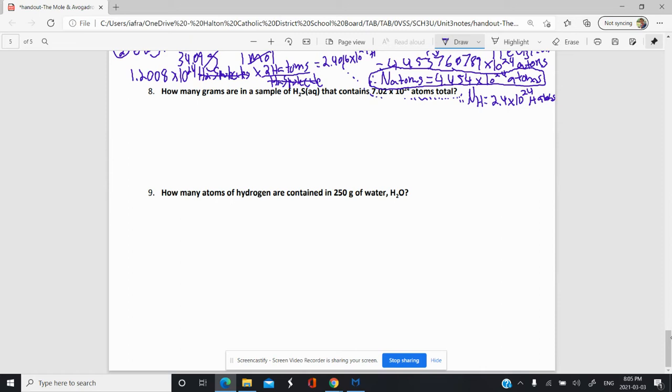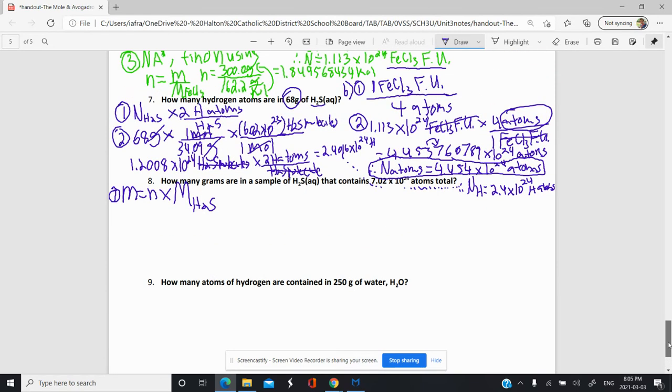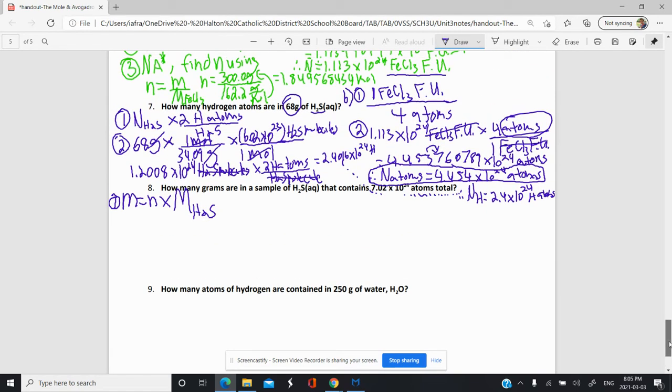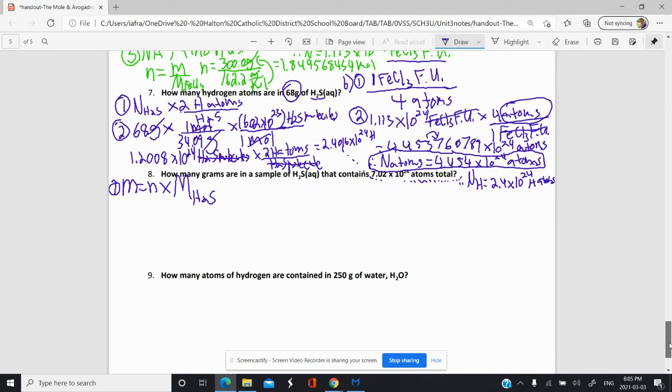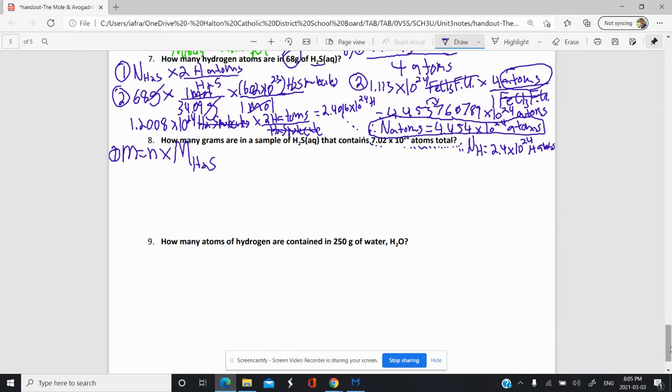So we're looking for mass, and we know to get mass, let's just write this down. We need the number of moles times the molar mass. And so luckily we have our molar mass of H2S already. We've already calculated it a number of times. We're just going to get it from previous questions, but if you didn't have it, you go in your periodic table to calculate it, and that's 34.09 grams per mole.